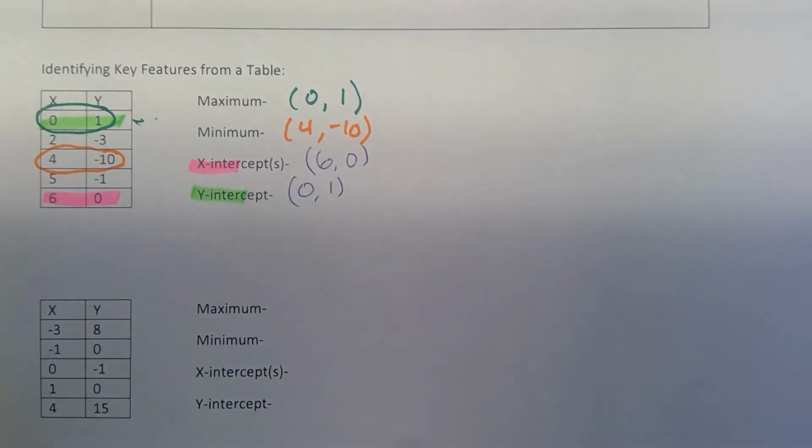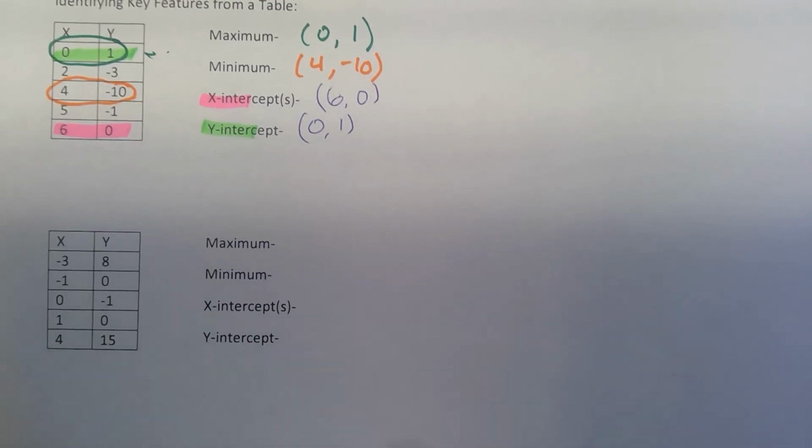We're going to take a look at our table here. I want you to go ahead and try to identify these four things on your own: maximum, minimum, x-intercept, and y-intercept. And then we will go over it. You just found the maximum, minimum, x-intercepts, and y-intercepts of our table. Let's check those and explain why the correct answers are correct.